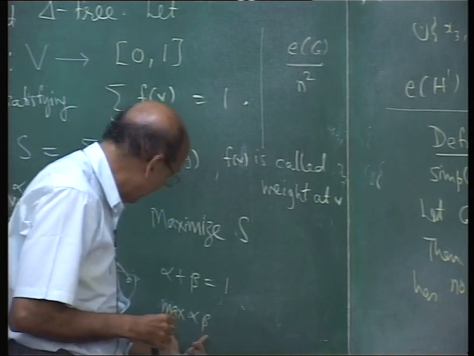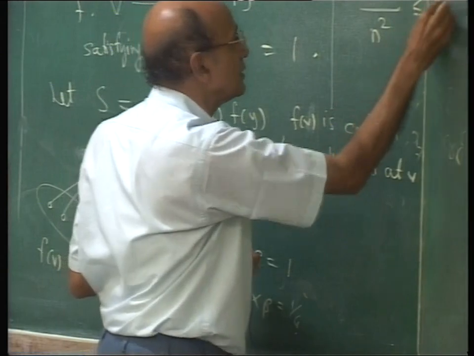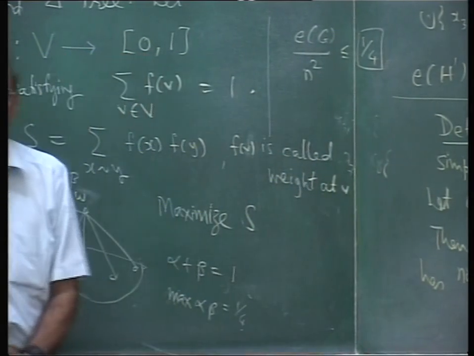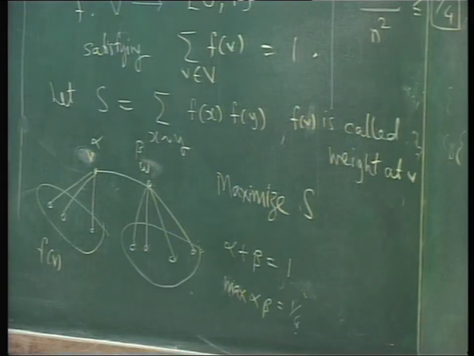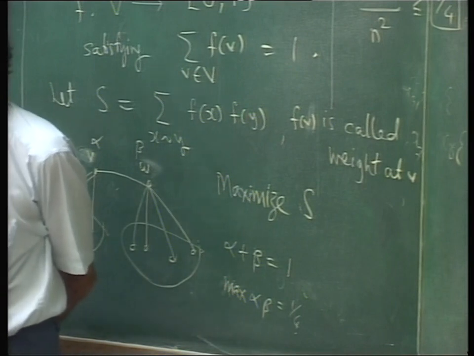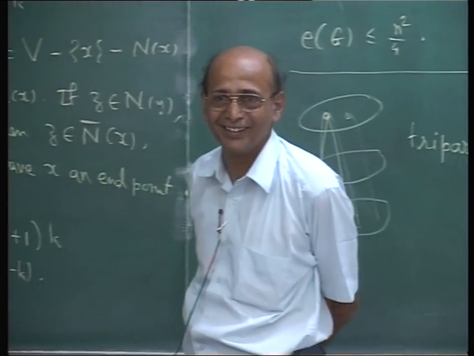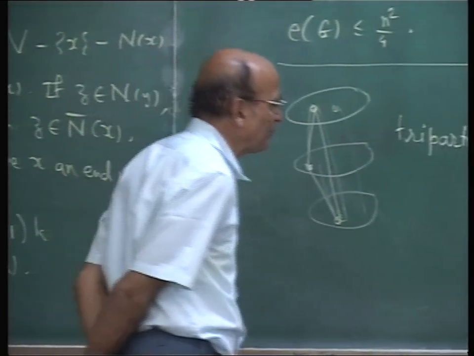Whereas what we are saying is S is at most 1/4, because this is the maximum. And that shows that E of G is less than or equal to n square over 4. Very different way of proving Mantel's theorem. It completely comes as a bolt from the blue. So think about this.